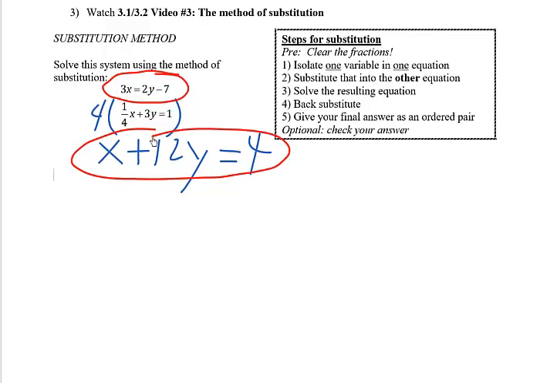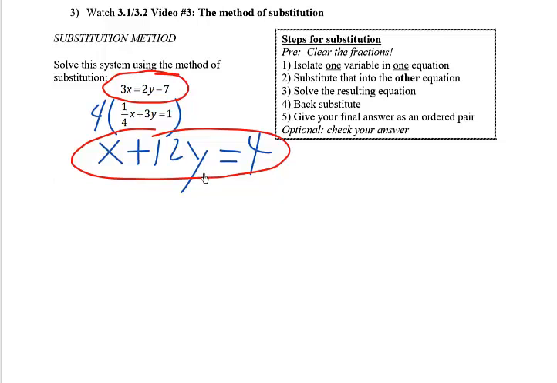Step 1 in our list says isolate one variable in one of the equations. Now, this is really important. You essentially have four choices. You have this x, you have this y, or you have this x, or this y. You can pick any of the four. You just want to pick the one where you think the work would be the easiest.